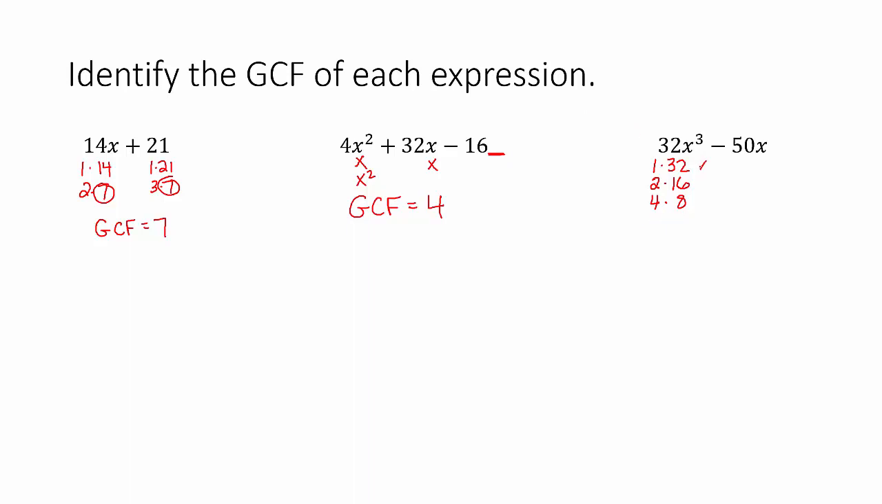And then for x cubed, we would say x is a factor, x squared, and x cubed. And then for 50, we'd have 1 times 50, 2 times 25. 3 doesn't go in, 4 doesn't go in, but 5 goes in. 5 times 10. And I think that's all we're going to get out of that. And then don't forget about the x over here. That's also going to be a factor.